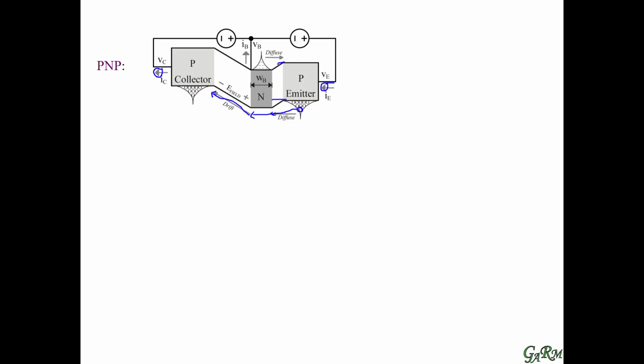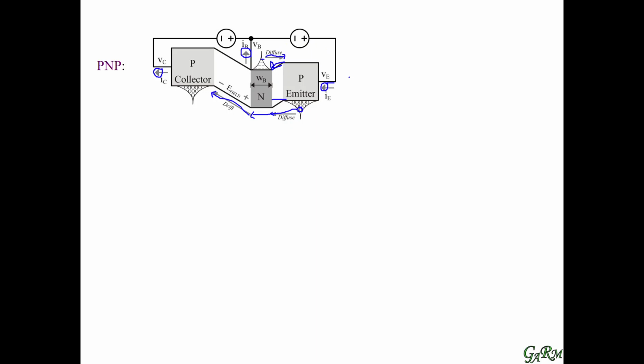When we forward bias this region here, we also reduce the field barrier for base electrons to diffuse into the emitter. So that establishes another current component that flows in the opposite direction, and that's largely the base current that we have here. That in this case is flowing out of the base because electrons are flowing in the opposite direction of current.